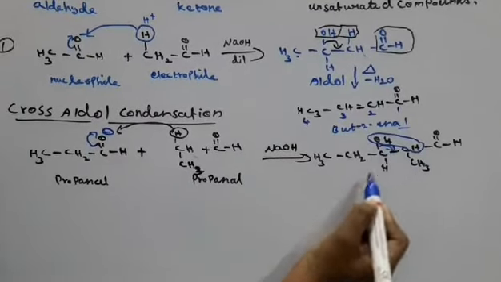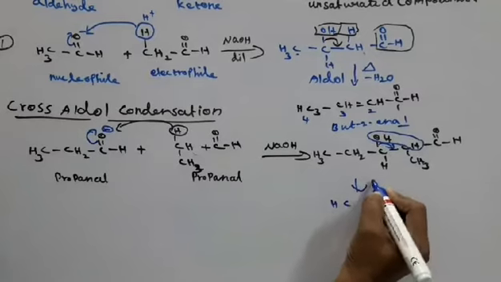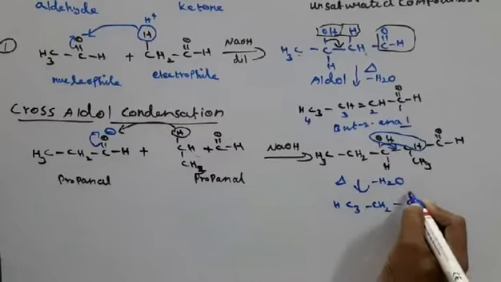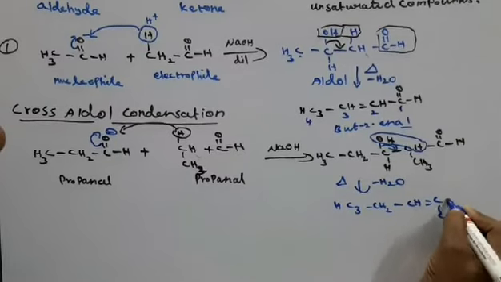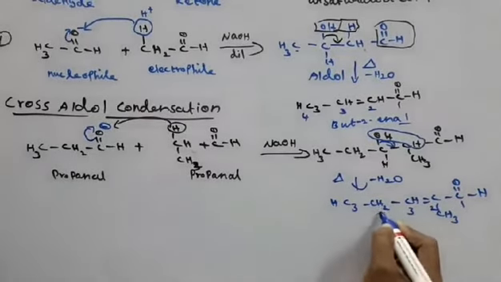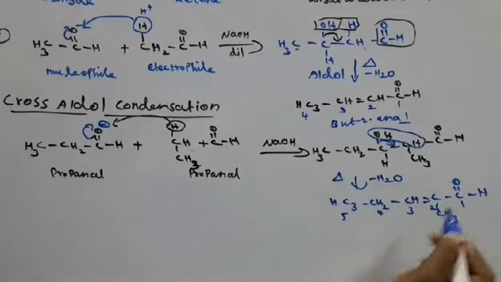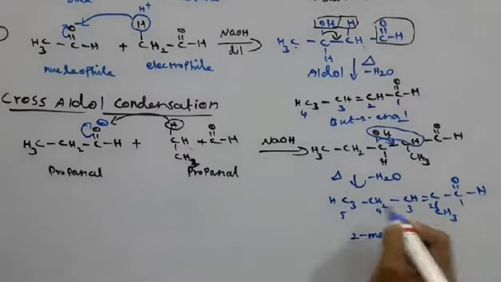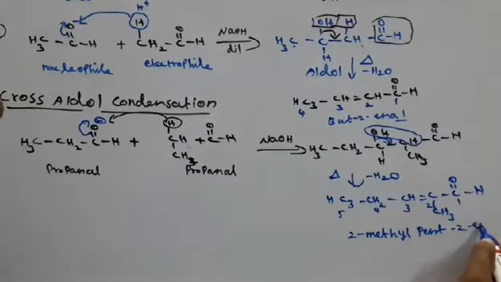So the bond is shifted to here, and we get the product: minus H2O, heating, CH3 CH2 CH double bond C CH3 and C double bond O H. Here 1, 2, 3, 4, 5. Pent, so 2 methyl pent 2 enal. A methyl group is present at the second position, the parent hydrocarbon is pent, the ene is present at the second position, 2 enal.